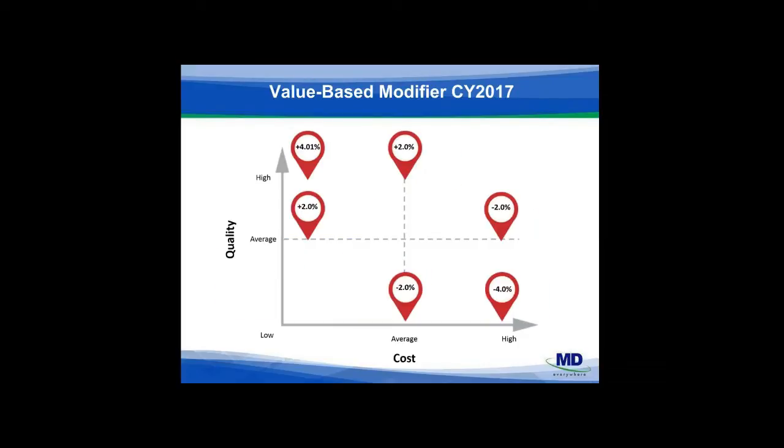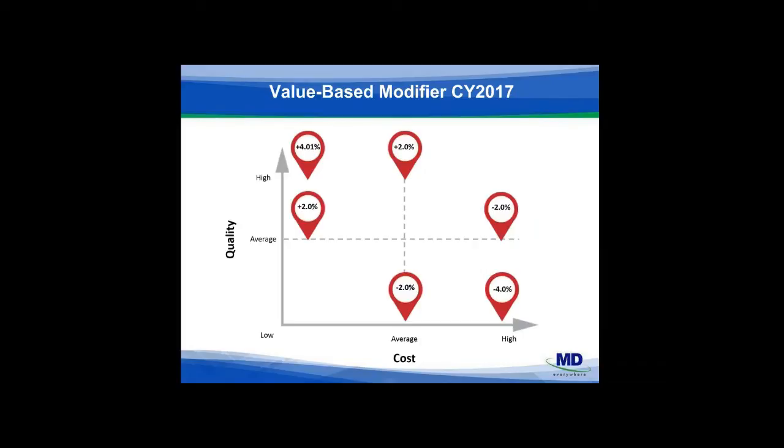Now, for payment adjustment year 2017 based on performance year of 2015, the value-based modifier is going to apply to group practices with 2 or more eligible professionals. Currently it applies to group practices with 10 or more. Physicians who are solo practitioners and non-physician EPs in group practices with 2 or more eligible professionals, and non-physician EPs who are solo practitioners.